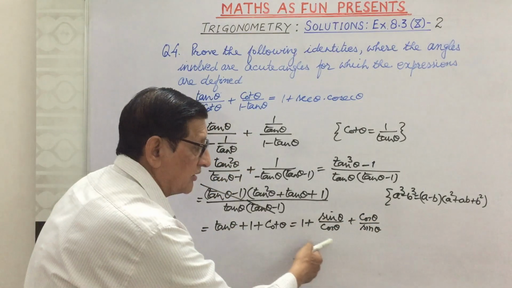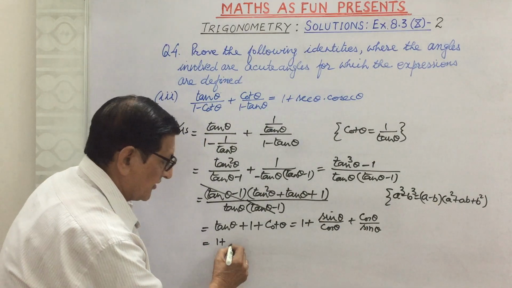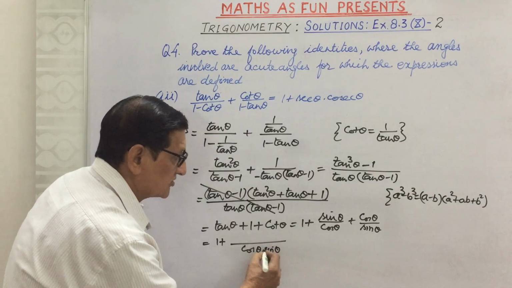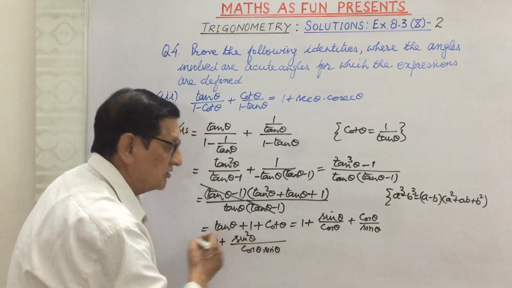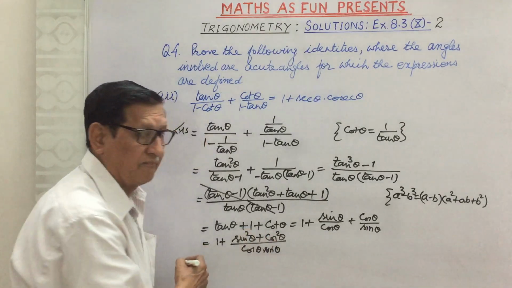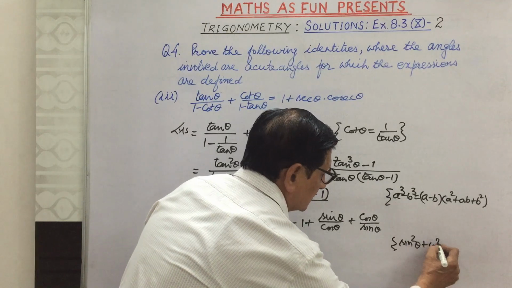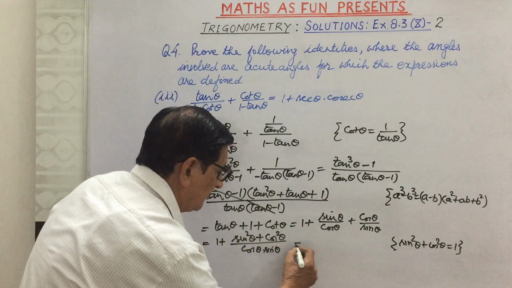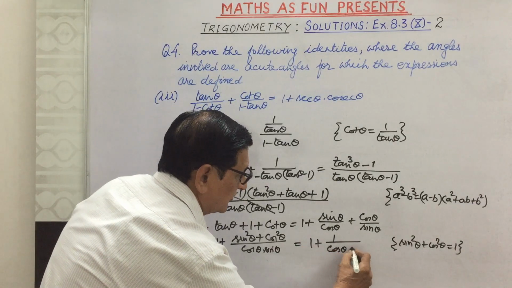If we take the LCM here in the second and third part, it will be 1 plus cos theta into cos theta, sin theta into sin theta as sin square theta, cos theta into cos theta as cos square theta. And we know that sin square theta plus cos square theta is 1. If we apply that here, we will get 1 plus 1 upon cos theta into sin theta.